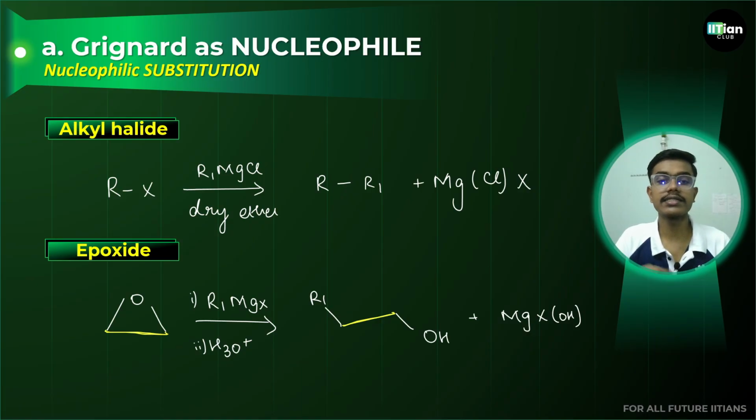This X is getting substituted into R1. This is regarded as the preparation of hydrocarbons as well. You can check out that. When it comes to epoxides, you can see that it is forming an alcohol over there. The C–O bond is breaking, and on one side the R1 from R1MgX is getting attached, and on the other side hydrogen is getting attached.